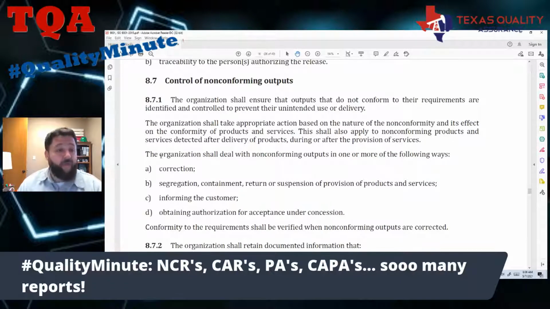Okay, so we had a problem. We segregated it. We have a quarantine area that we put it off in. I guess the whole world was a giant nonconformity without good corrective action, I might add, with the whole COVID epidemic. So we're going to segregate everything. We're going to contain it. Maybe we return it back to the customer, or maybe we just outright suspend operations.